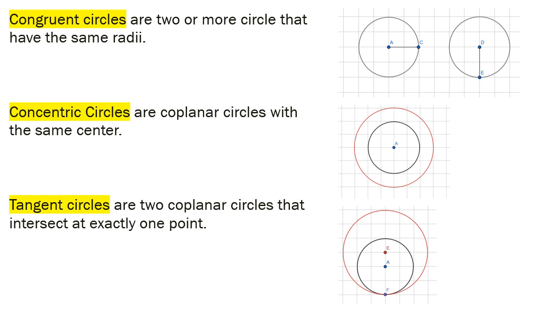A few more definitions. Congruent circles are 2 or more circles that have the same radii. So our radius here is 2 and 2, therefore making them congruent circles. Concentric circles are coplanar circles with the same center. So the centers are at the same location, but one's usually bigger or smaller. Tangent circles are 2 coplanar circles that intersect at a single point. So like at point F in the picture below.